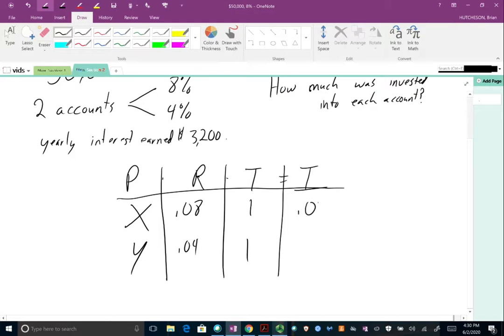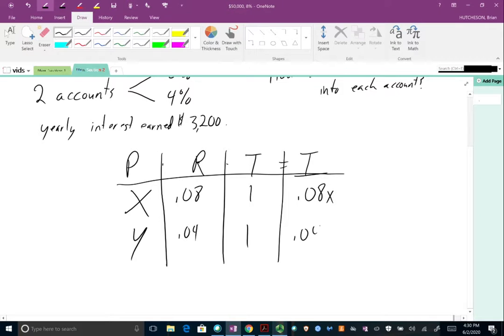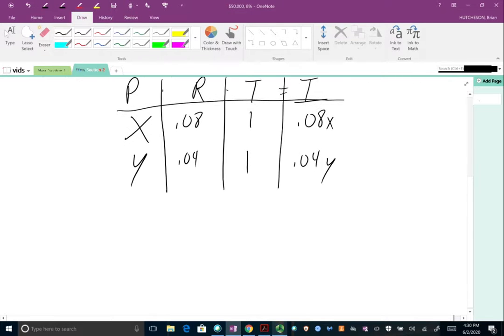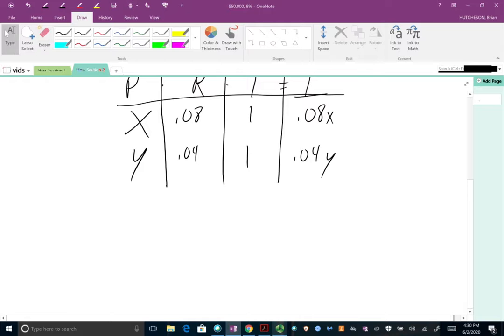So my interest for the 8% account is 0.08 times X. My interest for the 4% account is just 0.04 times Y. And what do we know? Those two interests have to add up to $3,200. So 0.08X plus 0.04Y has to be equal to $3,200.